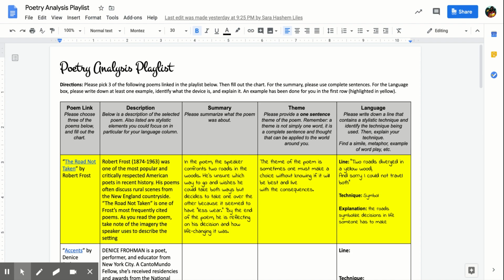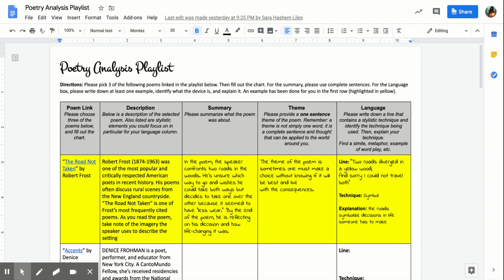The directions for the playlist say, please pick 3 of the following poems linked below and then fill out the chart. For the summary, please use complete sentences. For the language box, please write down at least one example, identify what the advice is, and explain it. An example has been done for you in the first row that's highlighted in yellow. You should aim to include about the same amount of information that you see in the example.